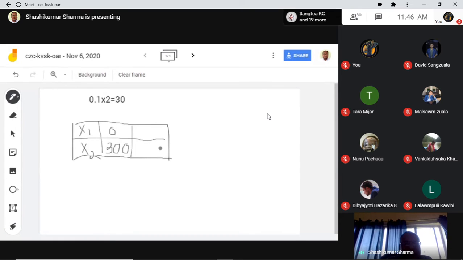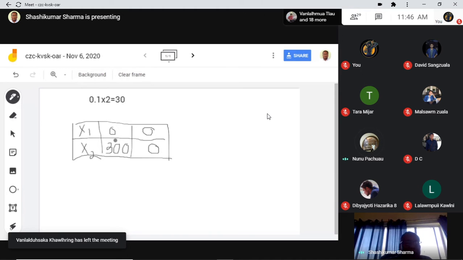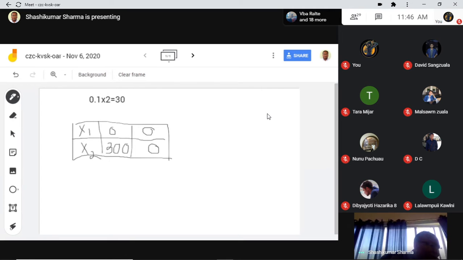And when x2 is 0, what will be x1? It will be infinity or 0. Okay, so there is nothing. So you have only one point, that is x1 is 0 and x2 is 300 only. So in this you have only one coordinate. You don't have two coordinates. So this is 0, 0 means it is point of origin and you cannot join to the point of origin. So you will consider only this, not this one.